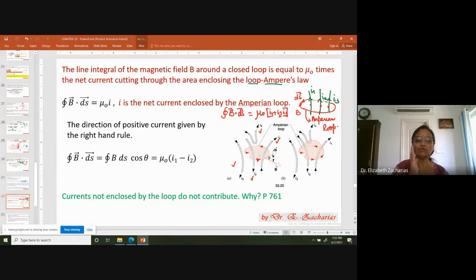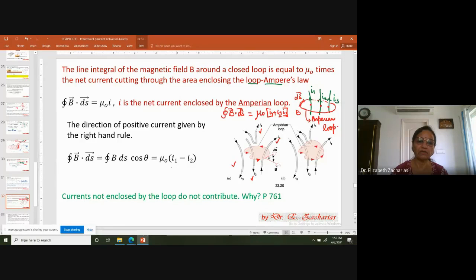And then use another right hand rule. Again, there is a right hand rule. So many right hand rules you will have. What is that right hand rule? Curl your right hand fingers in the direction of the integration and look at the direction of the thumb. All currents which cut through the surface and go up like this are positive. And all currents which go in the opposite direction with respect to this integration are negative. So by that logic, you will see that I1 is positive, I2 is negative.